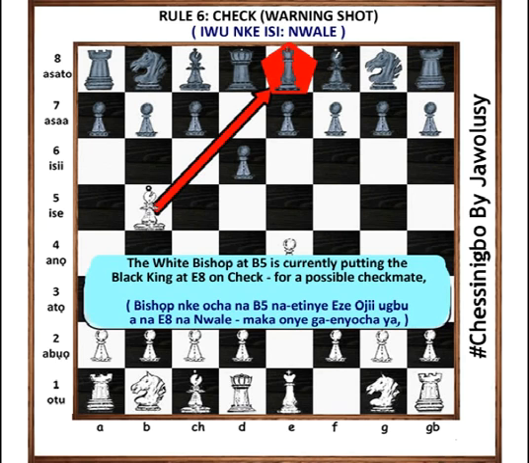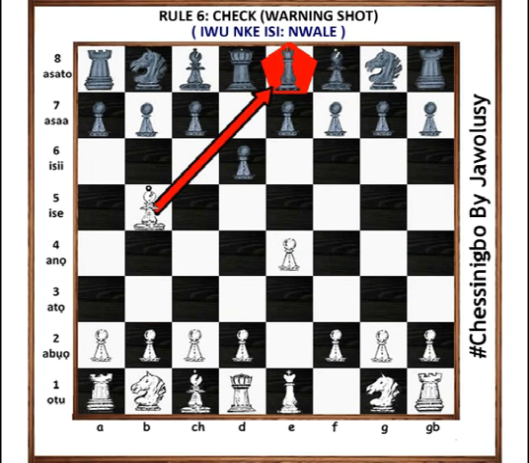The white bishop at b5 is currently putting the black king at e8 in check for a possible checkmate. Due to this reason, this check needs to be blocked or stopped by the black team.